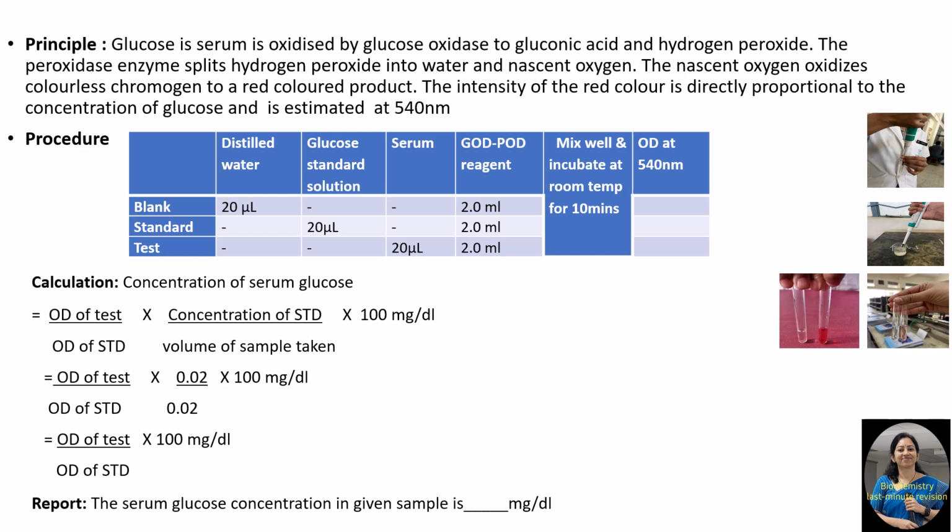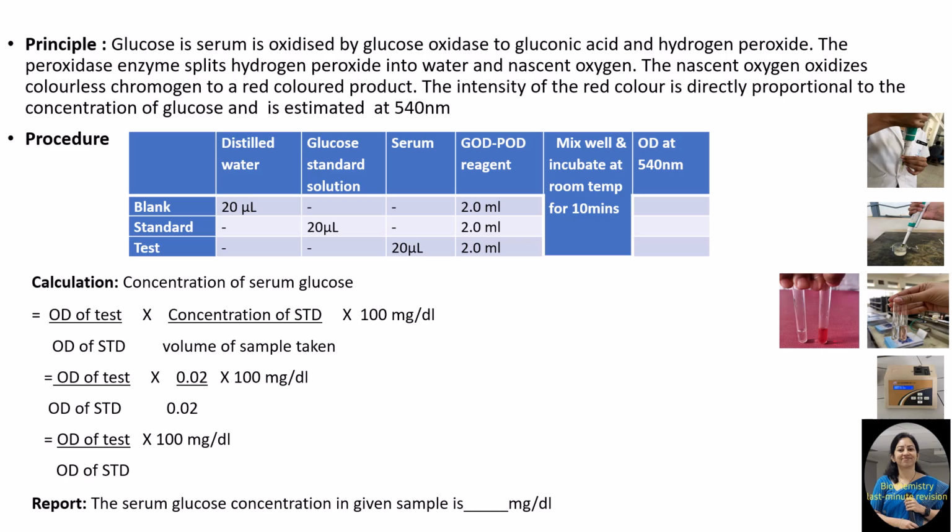In order to get the specific value, we have to subject this test tube reading to a colorimeter or spectrophotometer. Here this is the colorimeter where we place the test tubes, both the blank and the test, in the colorimeter and record the readings at 540 nanometer.